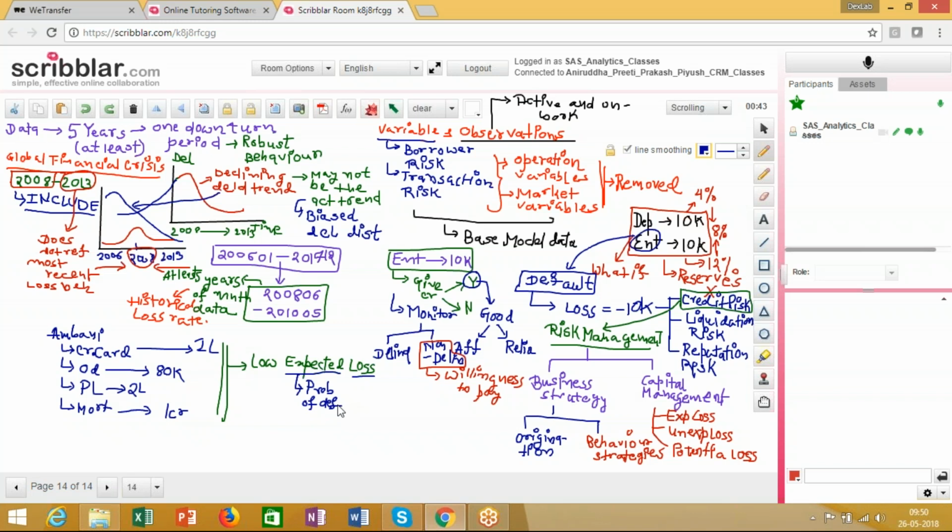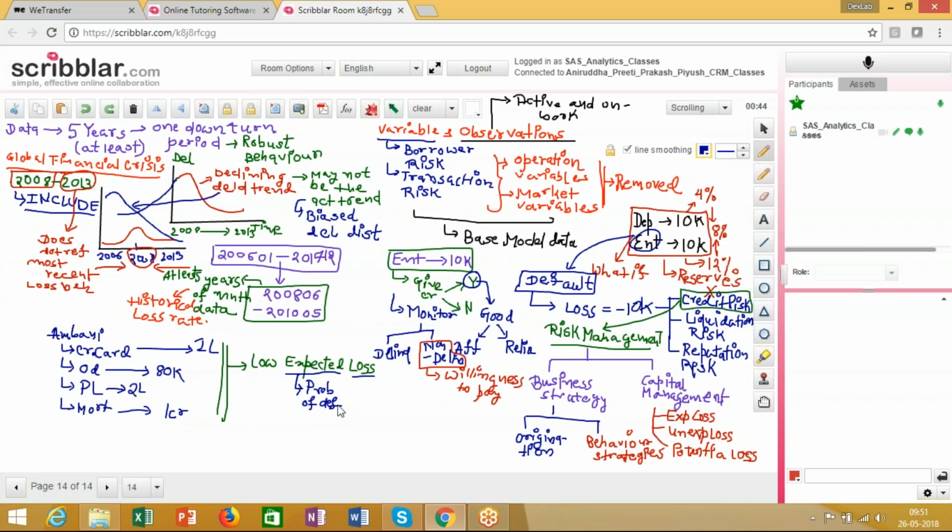So first of all, what will happen? If an account goes into default, the moment the account defaults, the account will have some outstanding balance, right? Why am I saying the account is defaulting? The account is defaulting because it cannot pay back the entire money, and hence the account will have some balance outstanding when he defaults.